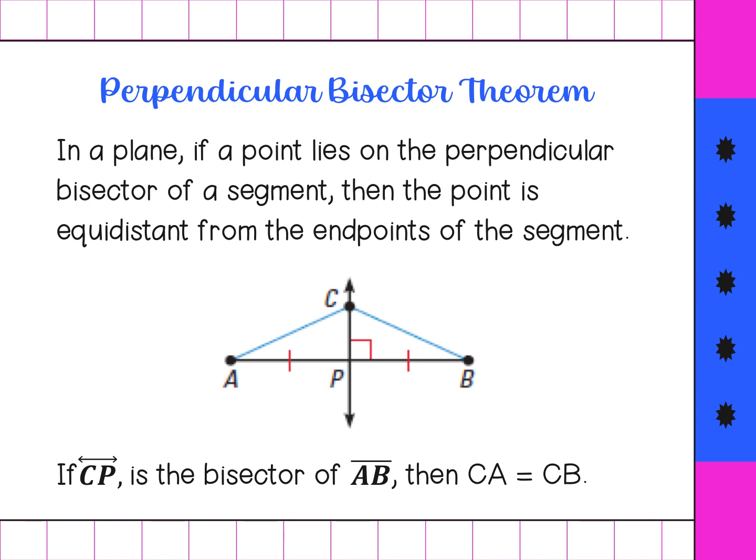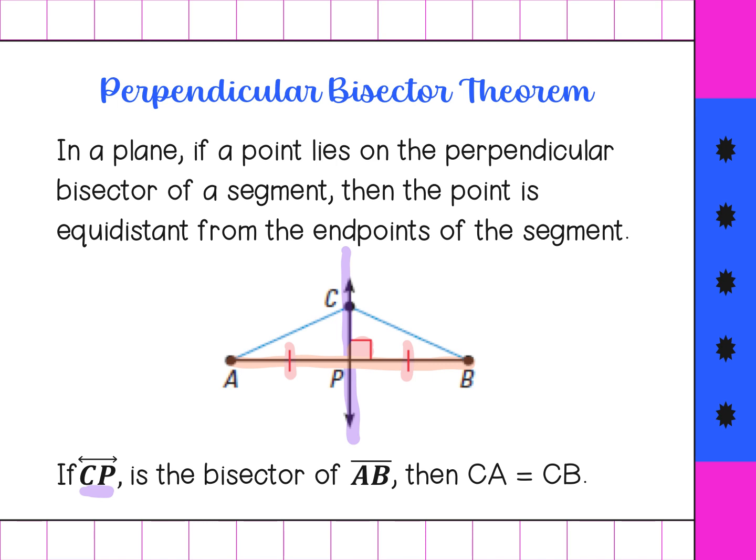The perpendicular bisector theorem states that in a plane, if a point lies on the perpendicular bisector of a segment, then that point is equidistant from the endpoints of the segment. This is why we had to define that word. In this picture, my perpendicular bisector is the line CP. I can tell it's a perpendicular bisector because of the right angle, and I can see that it split segment AB into two congruent pieces.